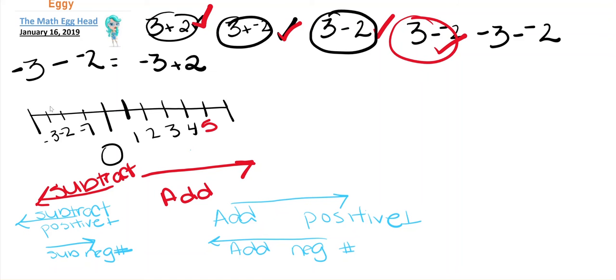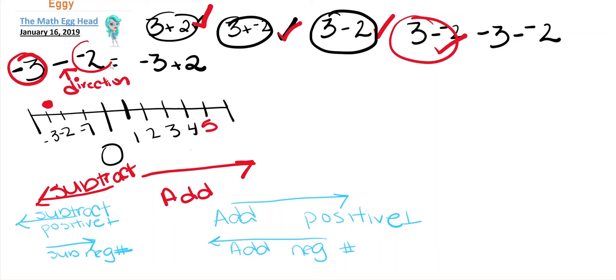If we were to rewrite that problem, we know the first number stays the same, the subtraction symbol turns into a positive, and the second number, we do the opposite. So it's negative 3 plus 2. But let's do this as in we are not rewriting this. We are going to do the number line.